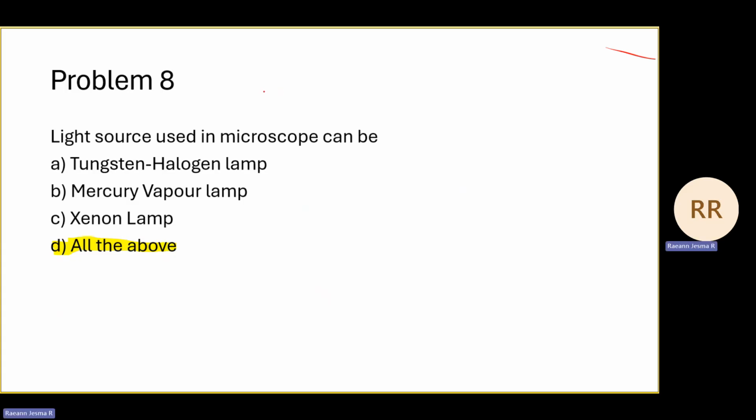In this, there will be an enclosed glass bulb filled with some inert gas, like a halogen gas. Later, people moved on to incandescent lamps. In an incandescent lamp, we have an enclosed glass bulb filled with an inert gas, and it has a tungsten wire filament.